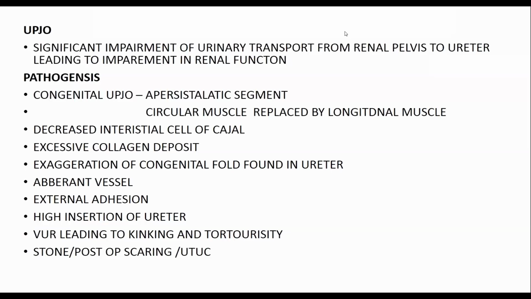There are decreased interstitial cells of Cajal, so there is diminished peristalsis progression. There is excessive collagen deposit. There is exaggeration of congenital folds found in the ureter, or there may be an aberrant vessel. There can be external adhesion, high insertion of ureter, or vesicoureteral reflux leading to kinking or tortuosity. It can be because of stone, post-op scarring, or upper urothelial carcinoma.